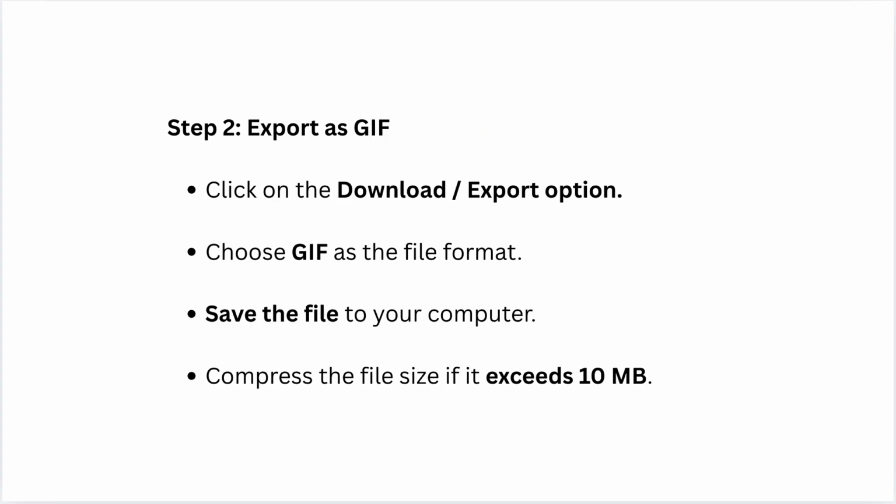Step 2 is export as GIF. Click on the download or export option. Choose GIF as the file format. Save the file to the computer. Compress the file size if it exceeds 10 MB.